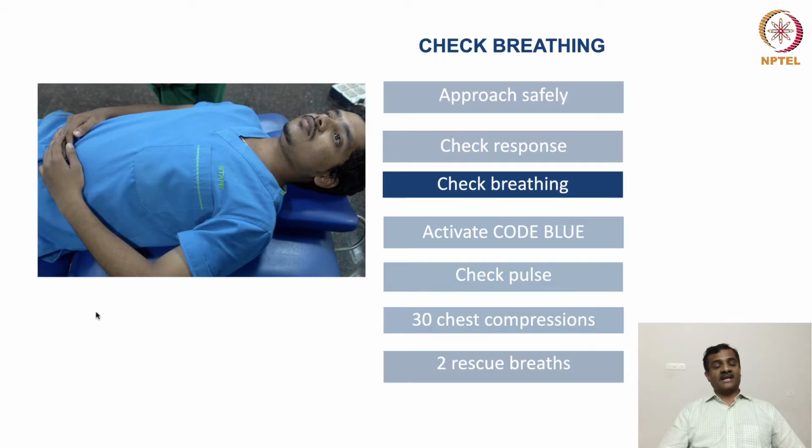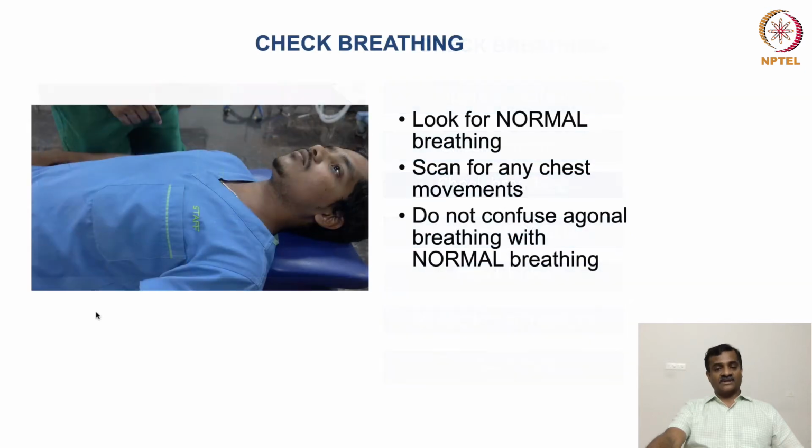So before we check pulse, we try to activate the emergency response. Within a hospital setting, which has access to an advanced cardiac life support team, we will initiate code blue. If it's a standalone clinic or a public place, we need to call for an ambulance. As we are checking for breathing, there are a couple of things which we need to look for.